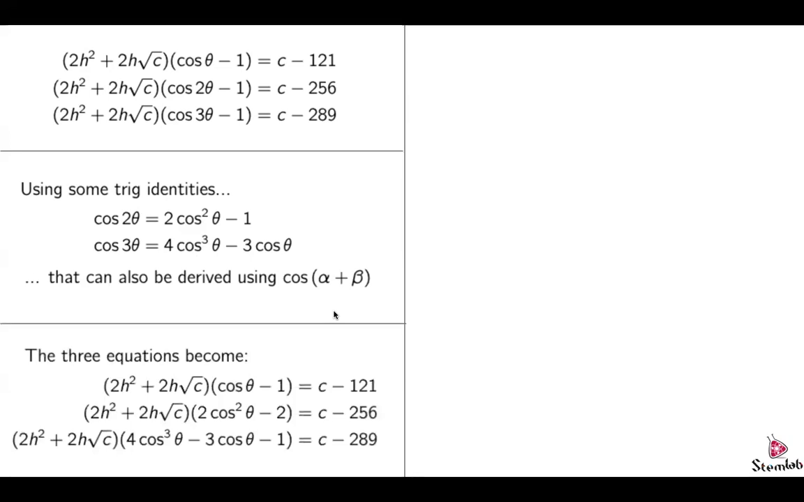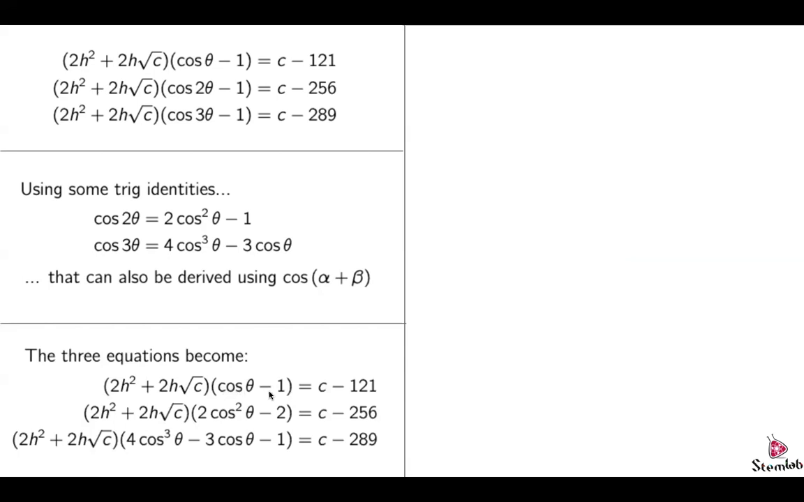Okay, so rewriting the three equations just in terms of cosine theta, the first equation remains the same. The second equation now is quantity 2h squared plus 2h root c times the quantity 2 cosine squared theta minus 2 is equal to c minus 256. And the third equation is 2h squared plus 2h root c times quantity 4 cosine cubed theta minus cosine theta minus 1 equals c minus 289.